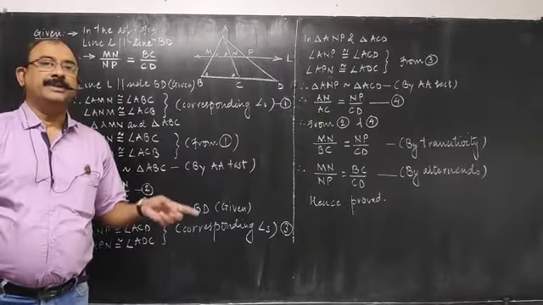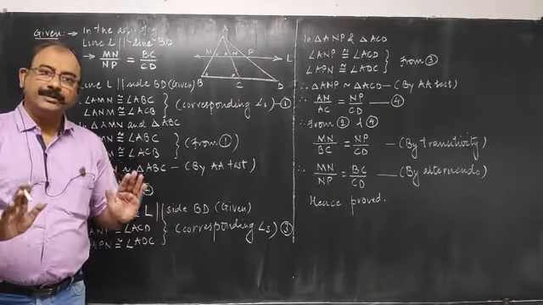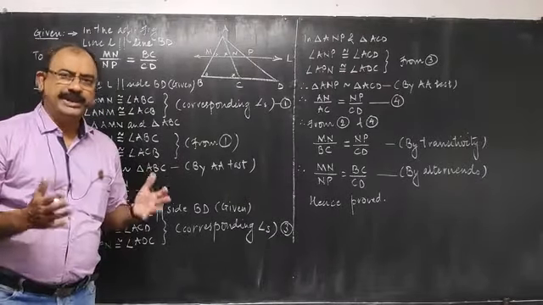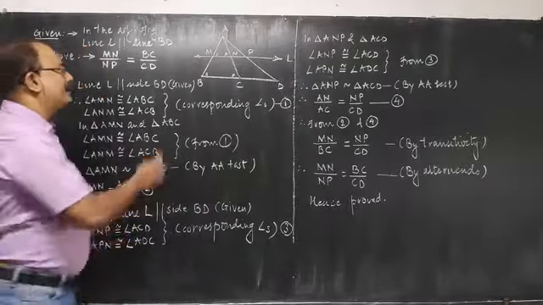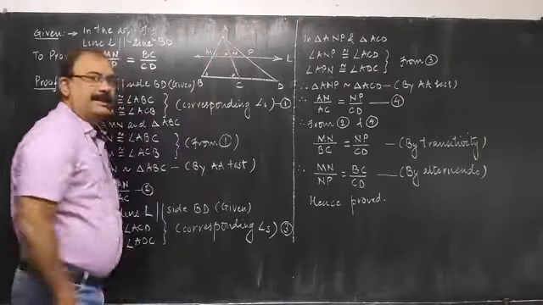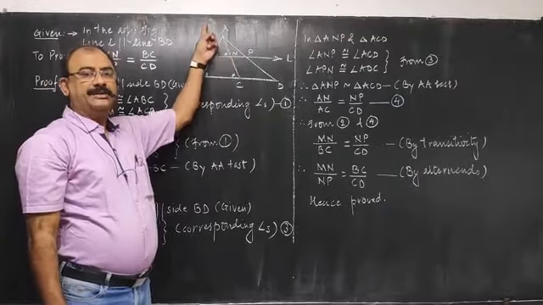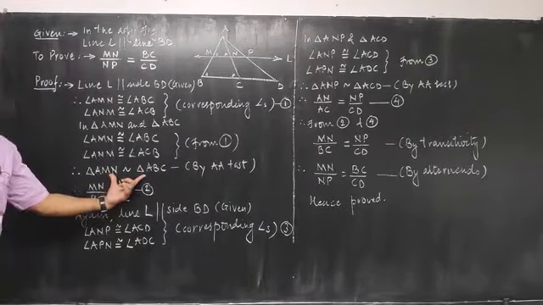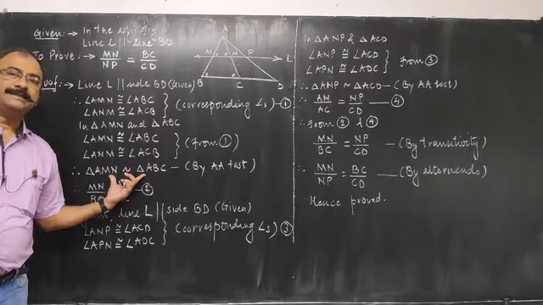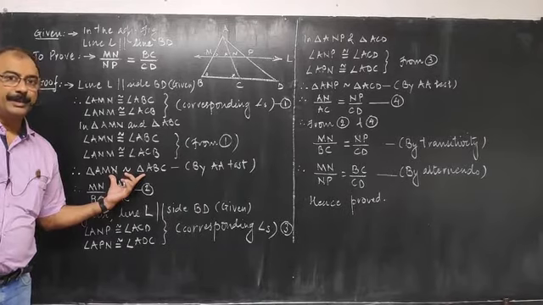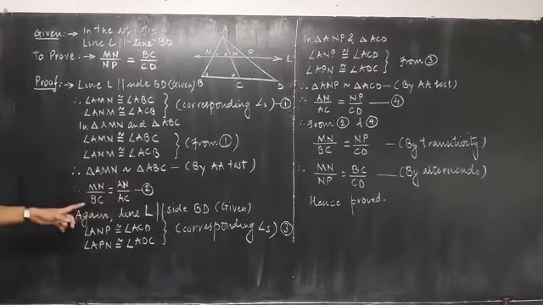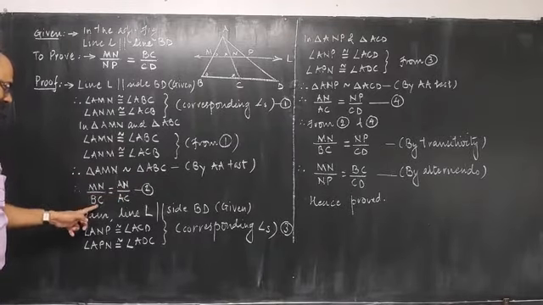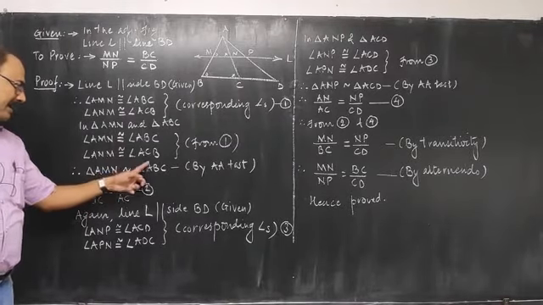We know that when we are writing the similarity, we have to maintain the one-one correspondence. But in this example, it is very simple and clear. So triangle AMN and triangle ABC are similar. But we know that when the triangles are similar, corresponding sides are proportional. So I wrote MN upon BC is equal to AN upon AC.